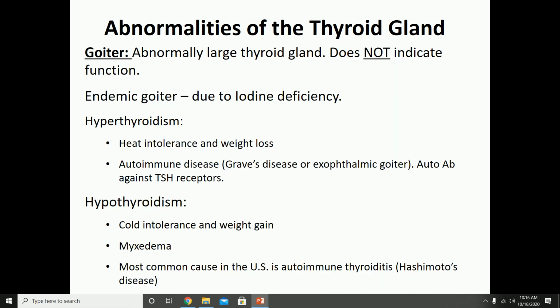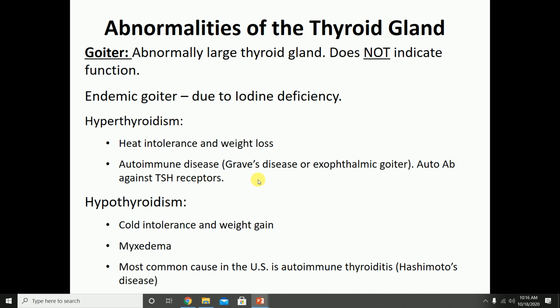Now, another reason for goiter would be hyperthyroidism. So that person would have heat intolerance and weight loss. And we already talked about the signs and symptoms and why that is. One of the most common reasons to have hyperthyroidism is an autoimmune disease known as Graves' disease or exophthalmic goiter, where the patient produces antibodies against their own TSH receptors. So they have autoantibodies against TSH receptors, and that again is known as Graves' or exophthalmic goiter.